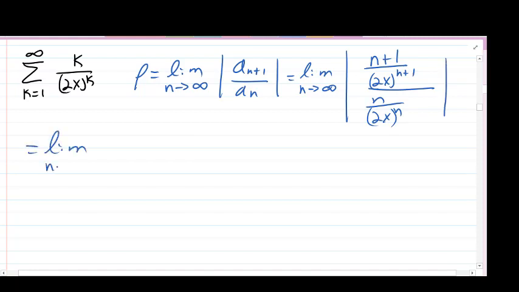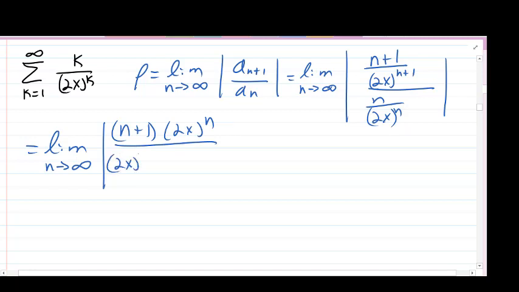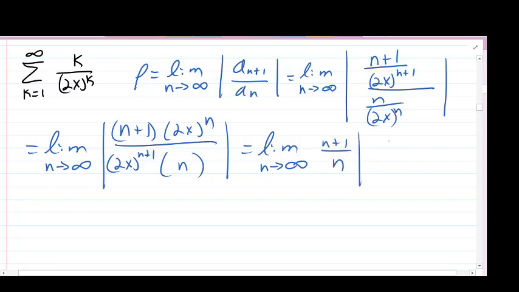It's the limit as n goes to infinity, or flip those around, that's going to be the absolute value of n plus 1 times 2x to the n over 2x to the n plus 1 times n. It's going to be the limit as n goes to infinity of n plus 1 over n divided by 2x to the n, 2x to the n plus 1.